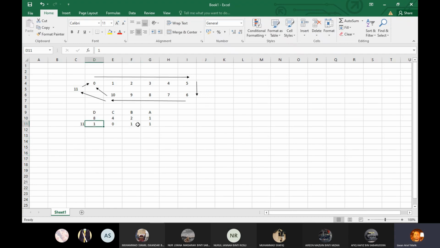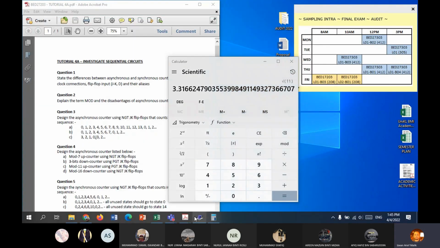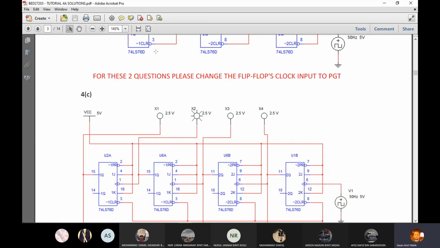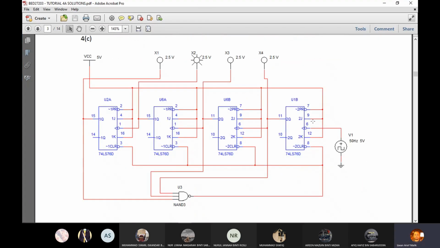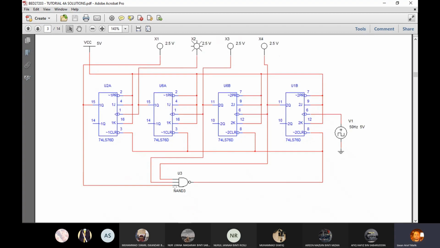So, we need to reset, kita perlukan input D, B and A need to become 1 for the flip-flop to be reset to 0, 0, 0, 0. Okay, so D, B and A. So, tengok saya punya solution. So, this is the same soalan guna PGT. So, ini pun guna yang tak ada bubble. So, I pull one from D, I pull one from B, I pull one from A to become the input of this 3 input NAND gate. And connect the output to each of the clear ataupun reset punya port. J, K and preset connectkan kepada VCC.